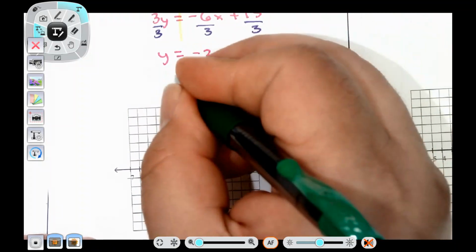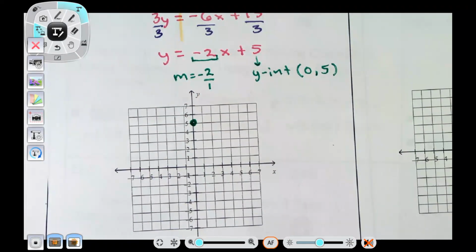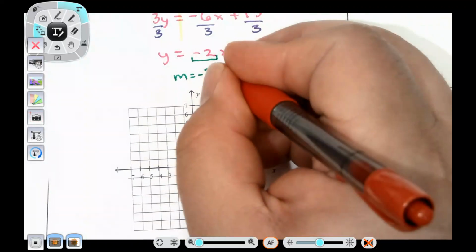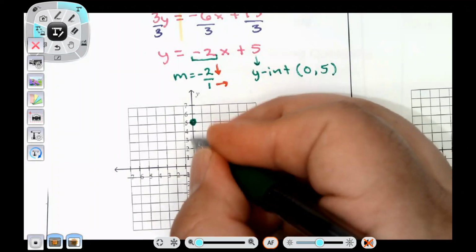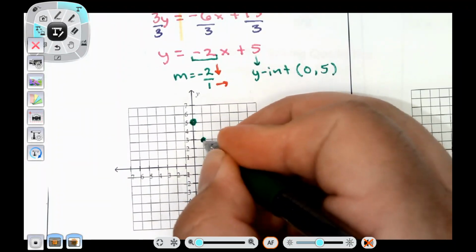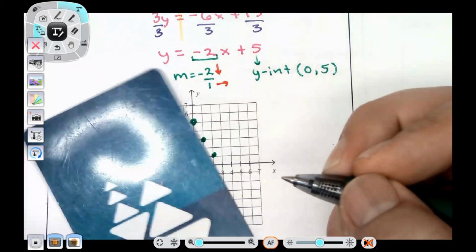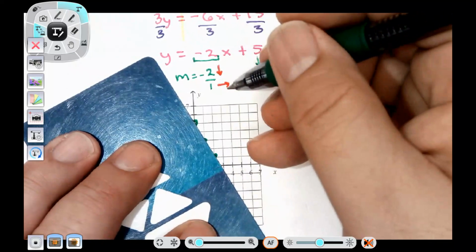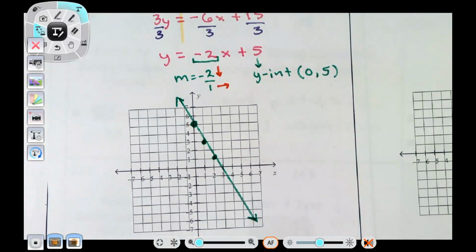What's the other thing I need? My slope. My slope is negative 2, but I'll put a 1 under it because I do need to do some counting. And because it's a negative, I'm counting down, and then I'm counting over. So down 2 over 1, down 2 over 1, and that should be enough. Get that ID, gift card, whatever you have, whatever's going to help you make a straight line, use it. And then there's my graph of a line.